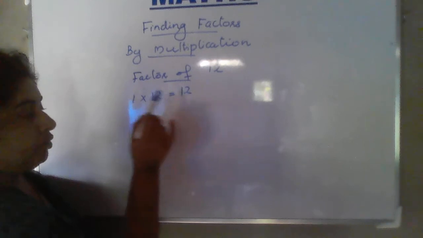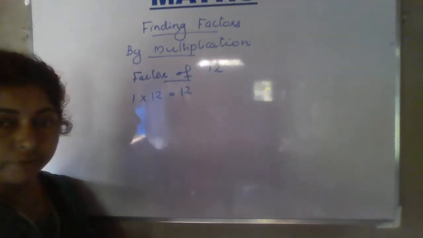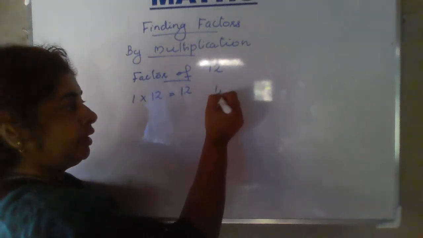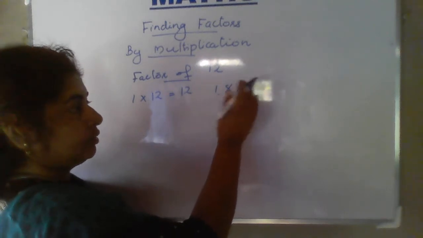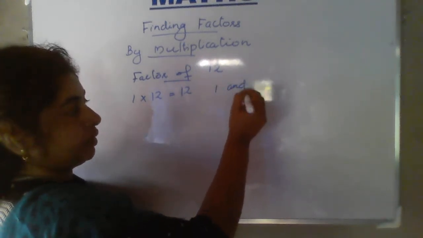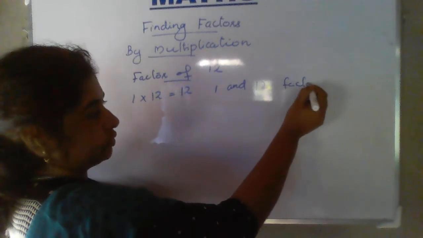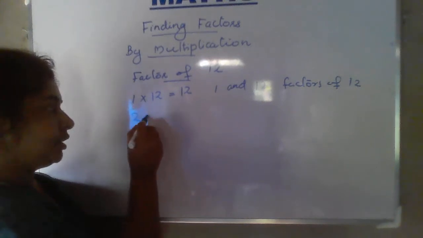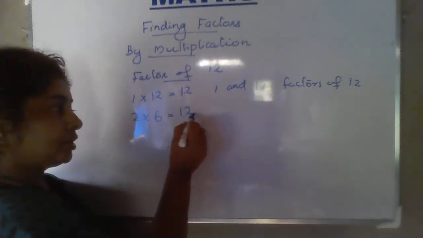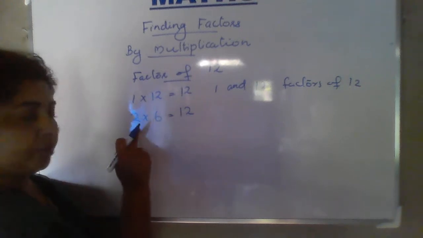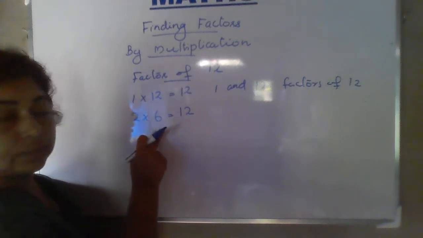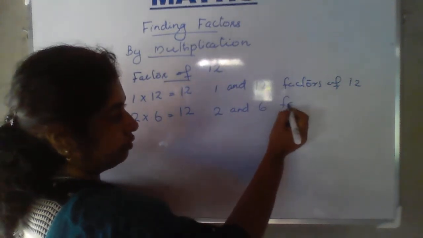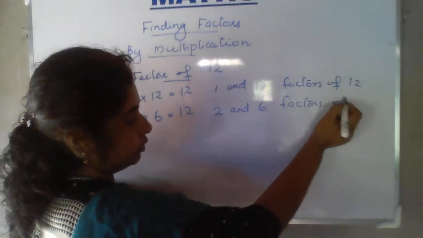1 × 12 equals 12. So 1 and 12 are the factors of 12. 12 is a multiple of 1 and 12. And also we know that 2 × 6 is 12. That is, 12 is a multiple of 2 and 6. So 2 and 6 are the factors of 12.